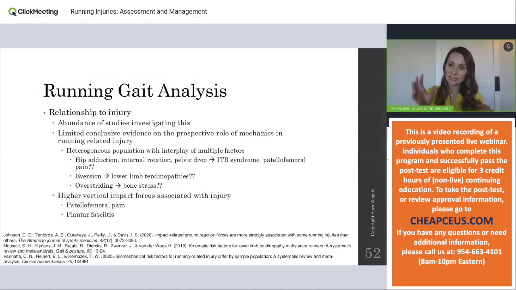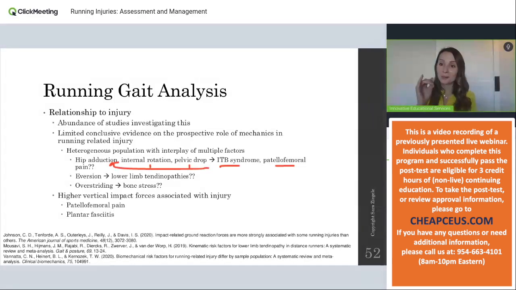However, when someone has an injury history, there have been connections with certain gait mechanics. So it's probably best suited to be looking at someone's mechanics with the lens of what injuries they've had in the past. So, for example, if someone has had IT band syndrome or patellofemoral pain, we should be connecting these things to things like hip adduction, internal rotation, and pelvic drop. However, we can't go the other way around. We can't guarantee that if someone has pelvic drop, they're going to have IT band problems.